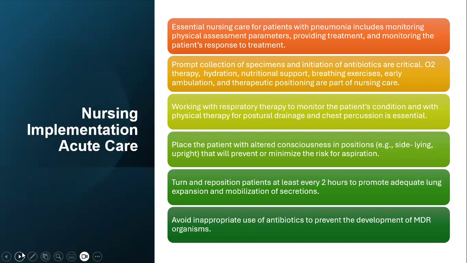The next one, place the patient with altered consciousness in a side lying or upright position that will prevent or minimize the risk of aspiration. Next, turn and reposition the patient at least every 2 hours to promote adequate lung expansion and mobilization of secretions. And the last one, avoid inappropriate use of antibiotics. Collaborate with doctors to remind them to use the right antibiotics for the patient to prevent the development of multi-drug resistant organisms.